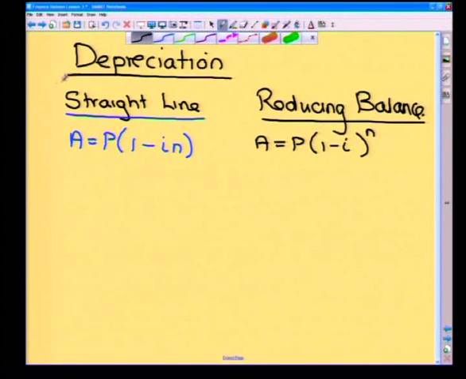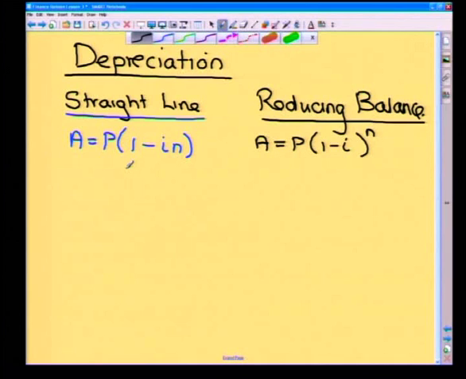Now, cars are definitely worked on the reducing balance. As you drive your car off the showroom floor, it depreciates. And the biggest depreciation is usually in your first year because the car is worth more. And so if you're taking a percentage of that, you're going to take a bigger amount off than in the second year, in the third year, in the fourth year, etc. So this way, we still have some value. This one, we don't have so much value.